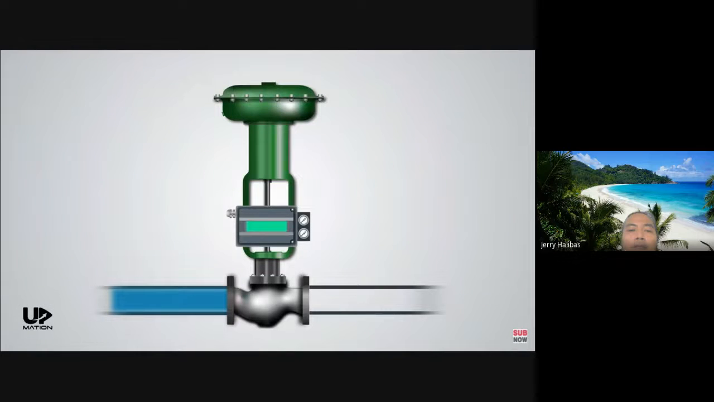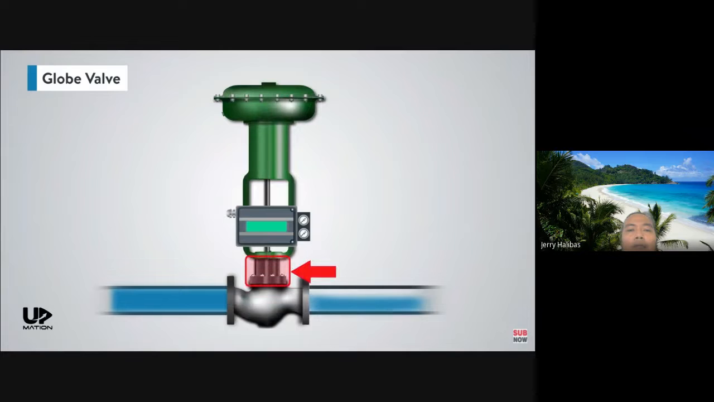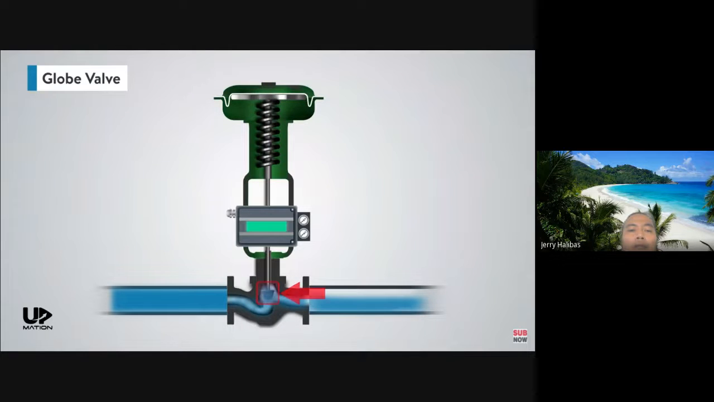Well, this is a globe valve, one of the most common types of control valves. Let's take a quick look at its different parts. This is the body of the valve that the fluid will pass through. And this is the bonnet that is connected to the body and covers its inner parts. We call this part the plug. The plug will control, stop, or start the flow by exposing the liquid flowing inside the pipe.